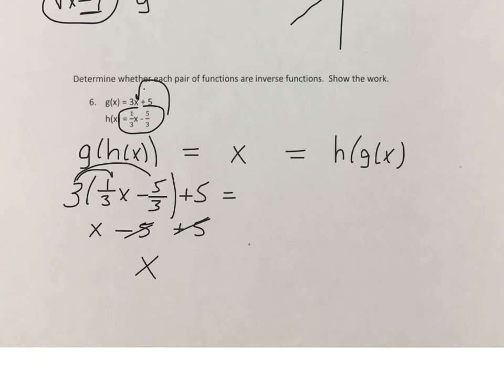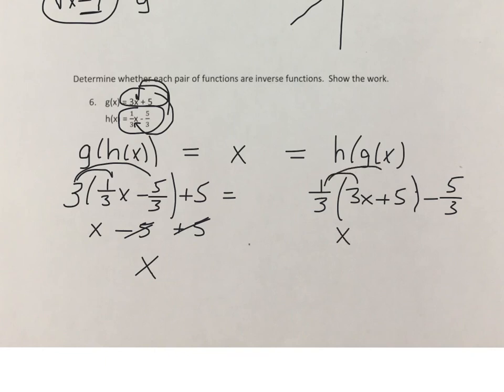Must show it the other way, so now I'm going to do h of g of x. I'm going to put g of x in for h. That would be 1/3 times 3x plus 5 minus 5/3. Distributing the 1/3, that gives me x. Distributing the 1/3 gives me 5/3, and then minus 5/3. Those two cancel, and we get x.